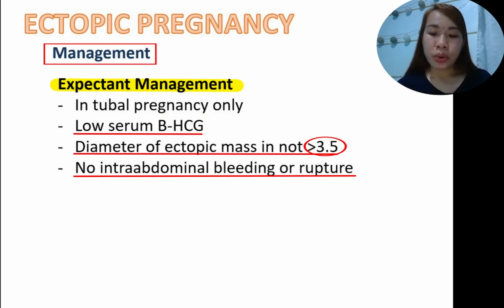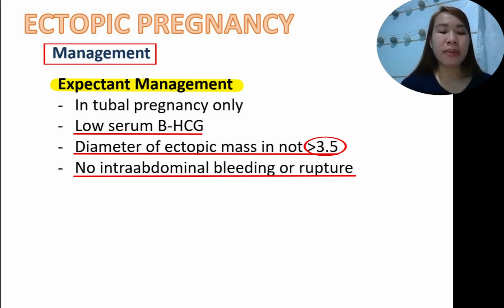Okay, so now we are going to discuss the criteria for medical management. I think it's not here, but the patient should be stable and the beta human chorionic gonadotropin is low and should be less than 1,500. And as we've mentioned, the diameter of ectopic mass is not greater than 3.5. And the pregnancy should be less than 6 weeks. And of course, there should be no fetal heartbeat anymore.